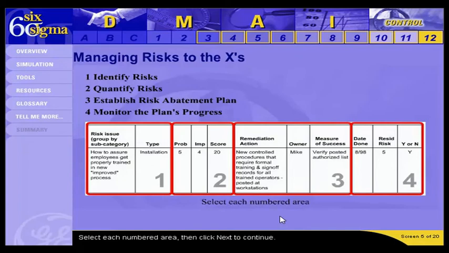Select each numbered area to hear how it relates to the steps in the process. Then click Next to learn about mistake proofing or Tell Me More for more information on the risk management process.